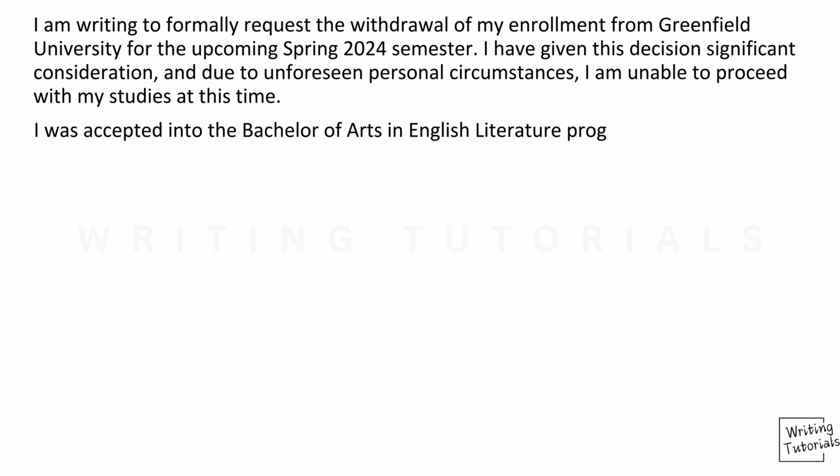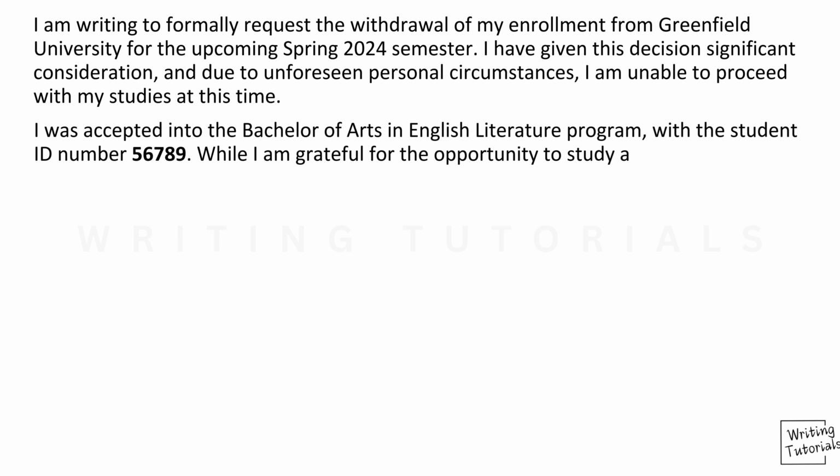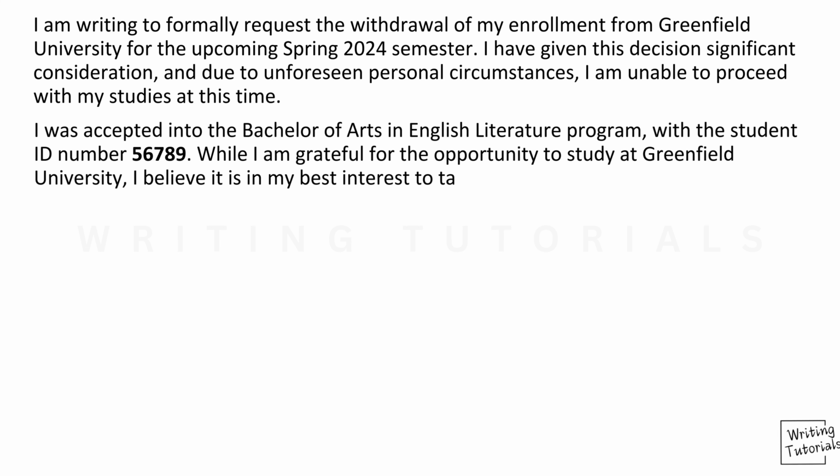He writes, "I was accepted into the Bachelor of Arts in English Literature program, with the student ID number 56789." This information is very important. By including his program and student ID number, Michael makes it easy for the admissions team to locate his records and process his withdrawal request accurately.